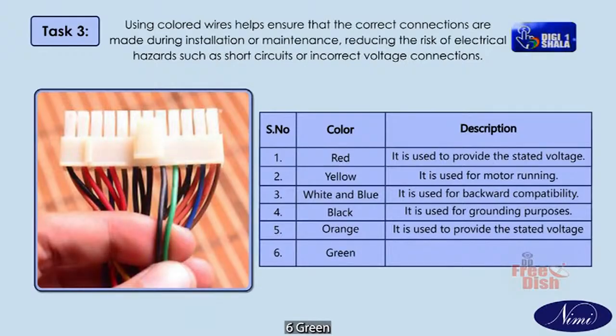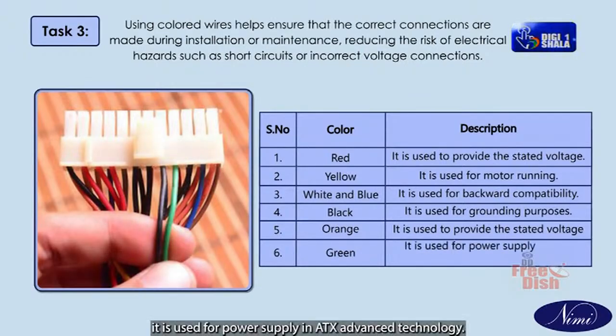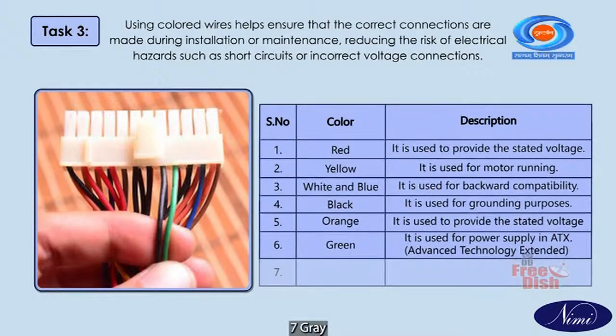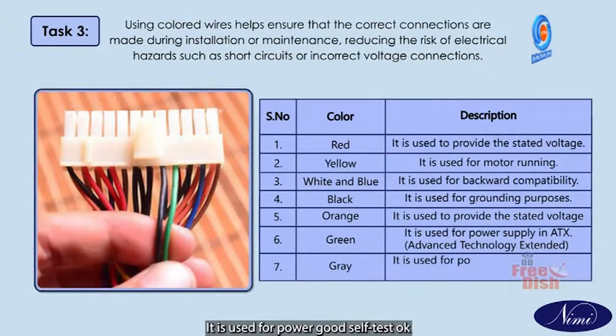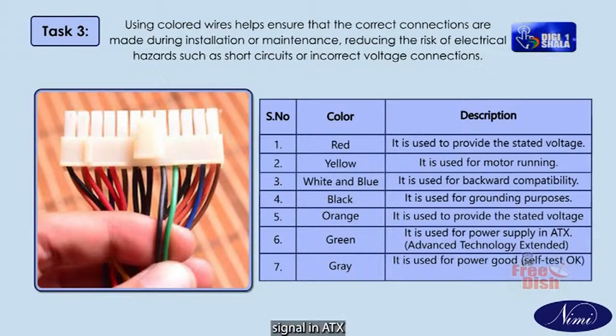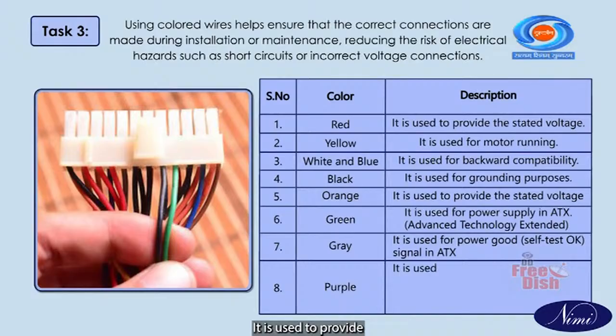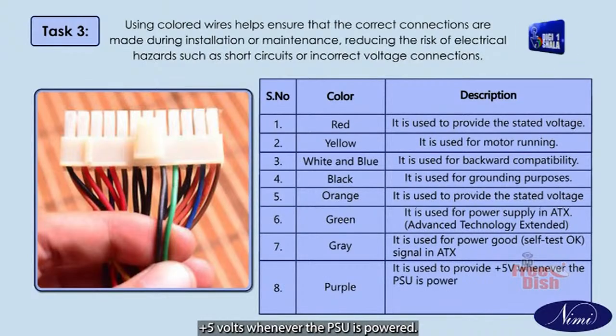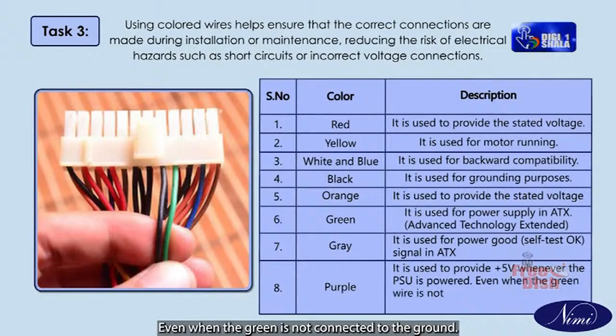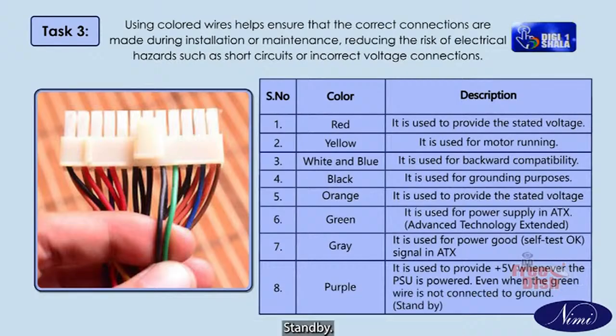6. Green. It is used for power supply on in ATX, Advanced Technology Extended. 7. Gray. It is used for power good, self-test OK signal in ATX. 8. Purple. It is used to provide plus 5 volts whenever the PSU is powered, even when the green wire is not connected to the ground. Standby.